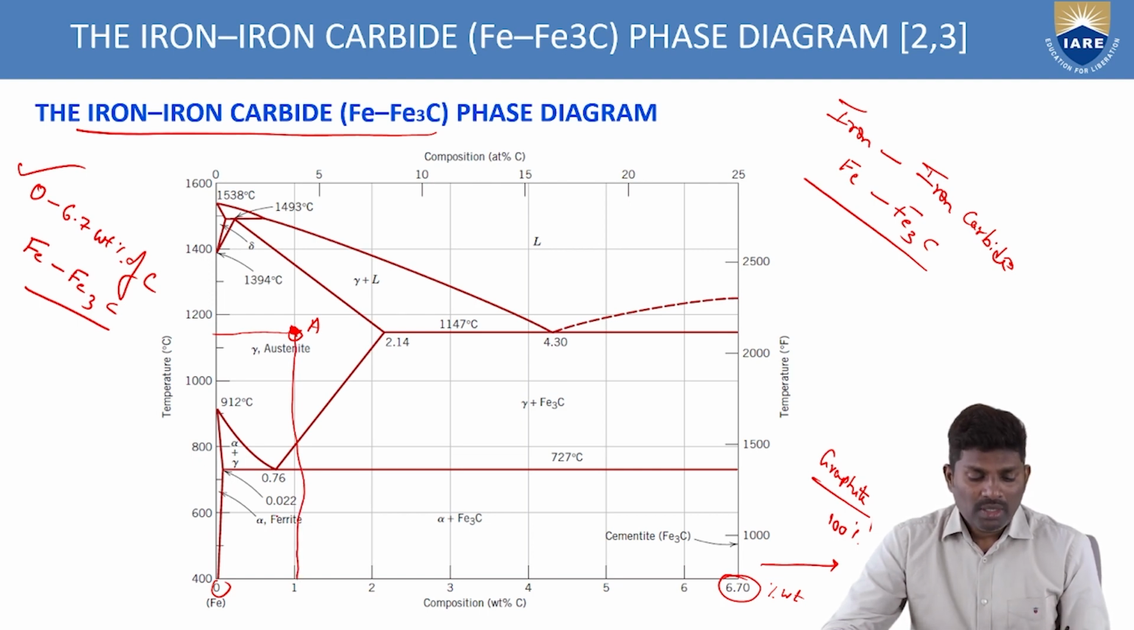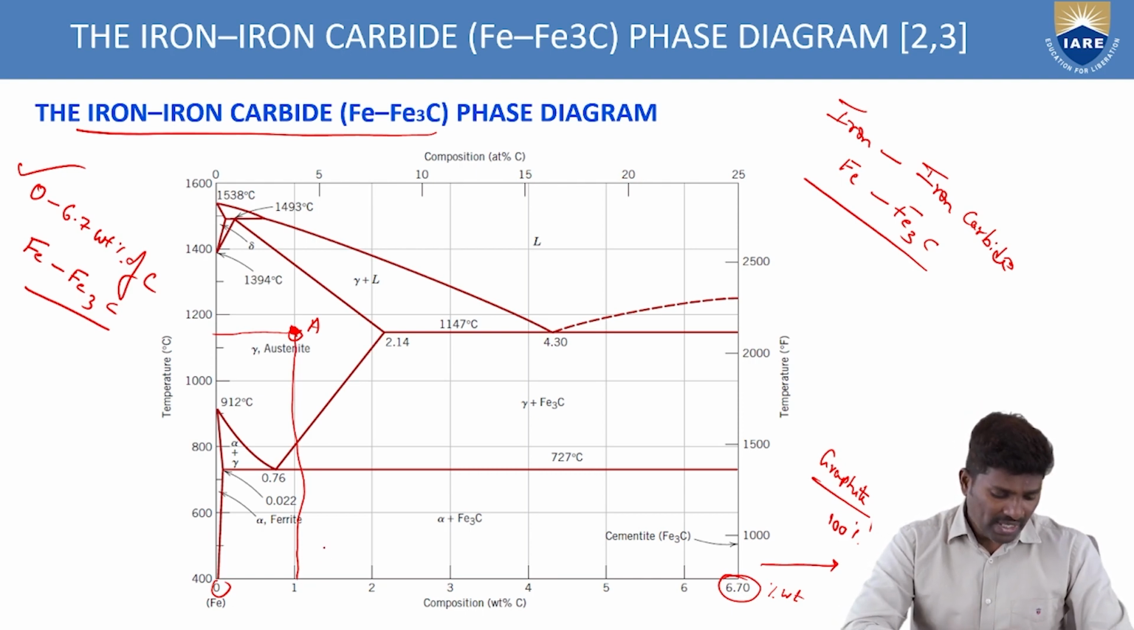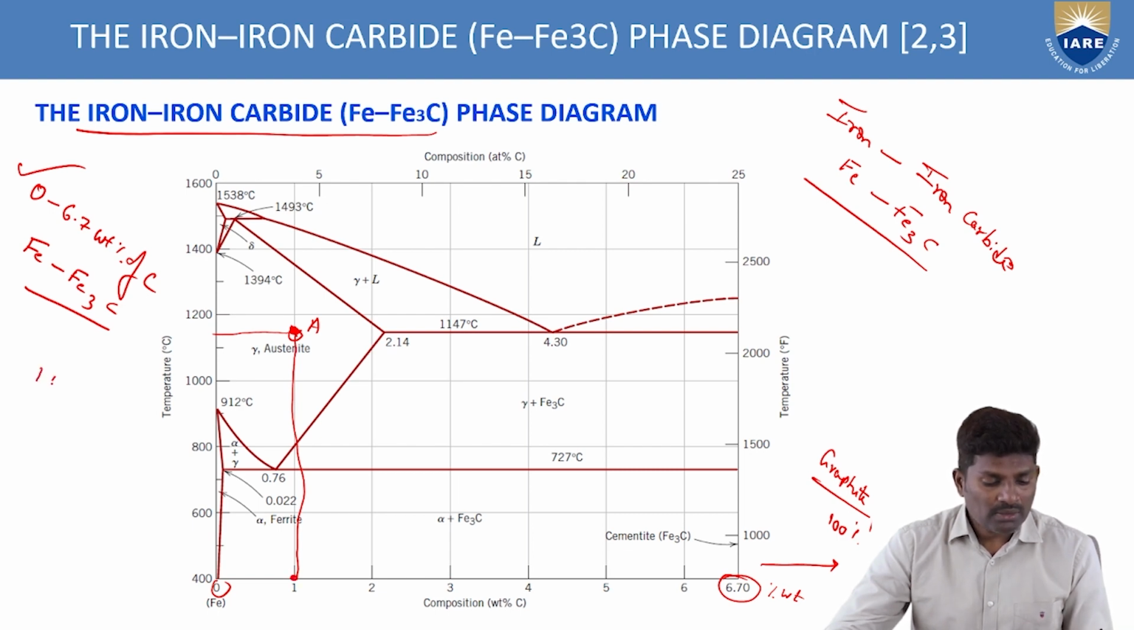Now if I want to know the percentage at point A, I have to draw these vertical and horizontal lines, and at this point I am getting exactly 1 weight percentage of carbon at almost 1180 degrees centigrade.